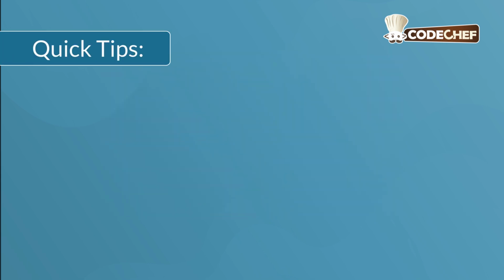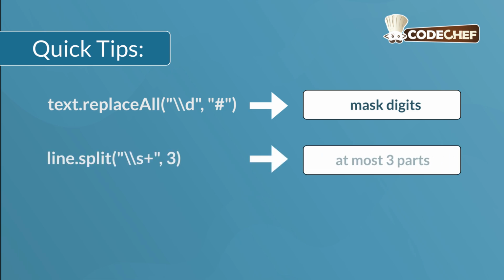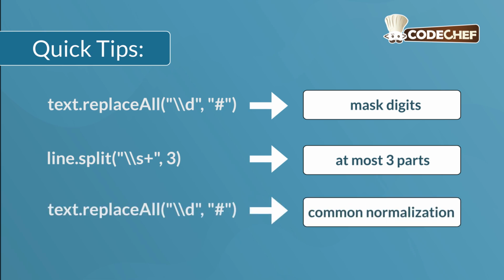A few quick tips before you start. You can use replaceAll when you want to replace text based on a pattern using regular expressions. Use split with a limit if you only need a few parts instead of all. And you can chain multiple methods, like text.trim().replaceAll("\\s+", " "), to clean up extra spaces in one go.